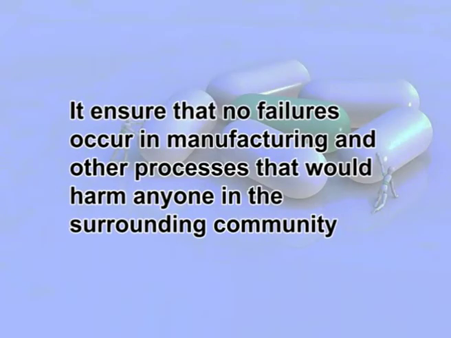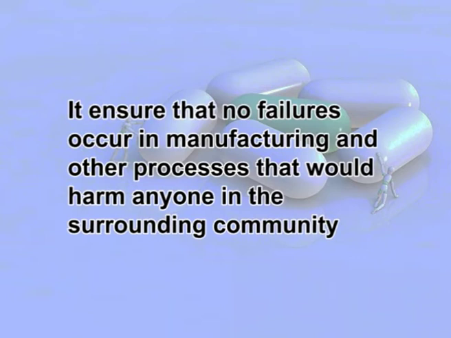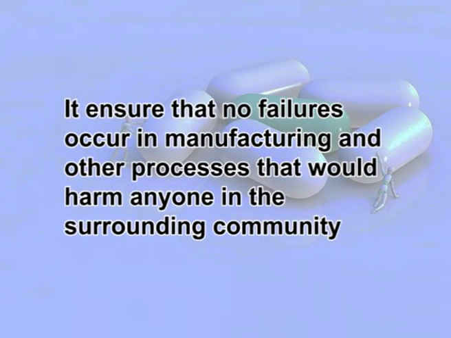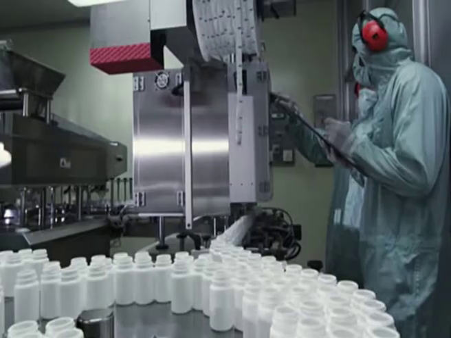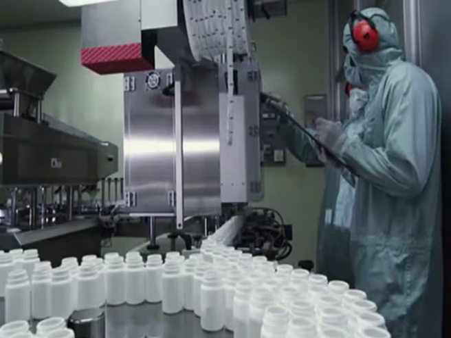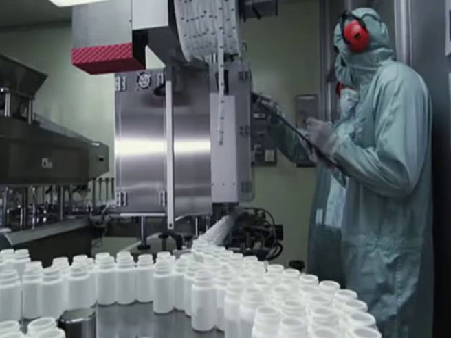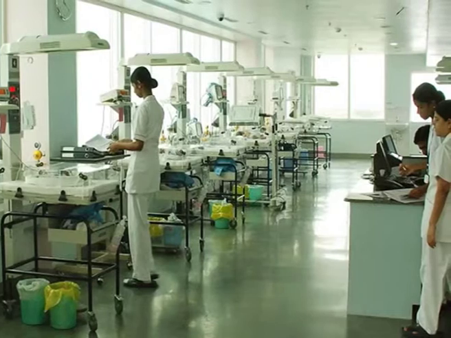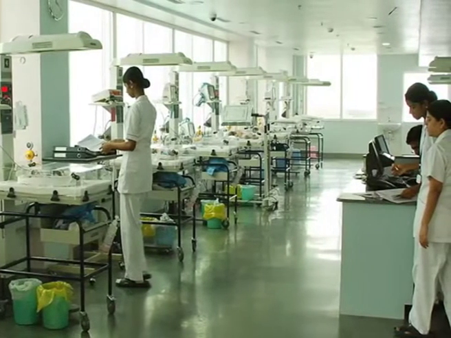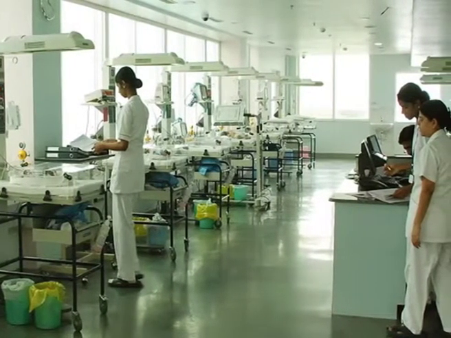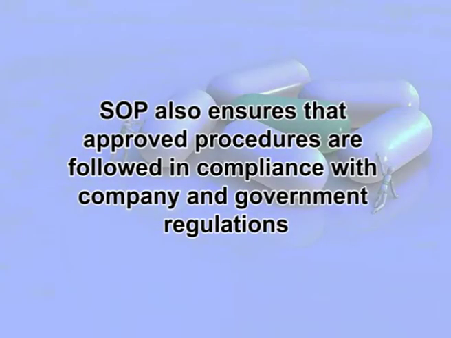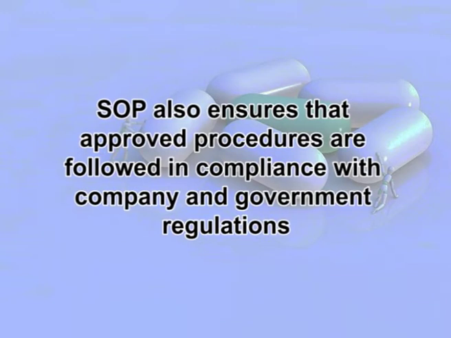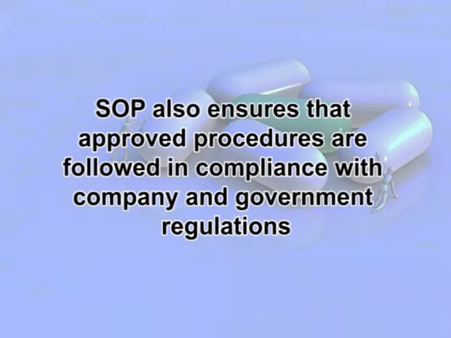It ensures that no failures occur in manufacturing and other processes that would harm anyone in the surrounding community. Following health and environmental steps in SOPs ensures against spills and emissions that threaten plant neighbors and create community outrage. SOP also ensures that approved procedures are followed in compliance with company and government regulations.